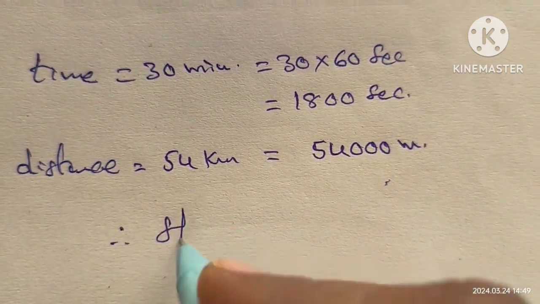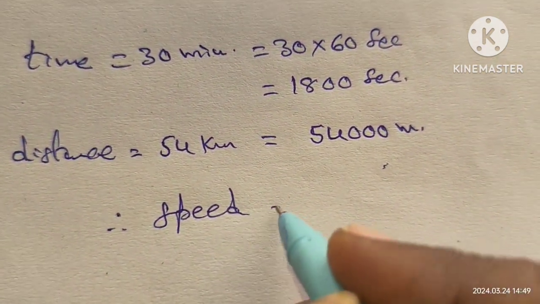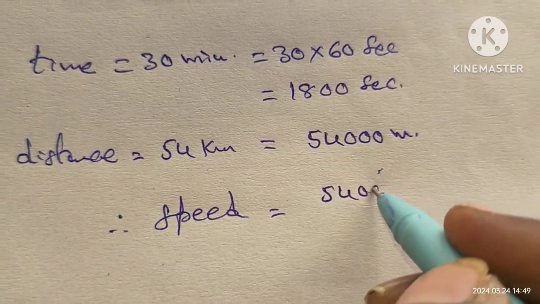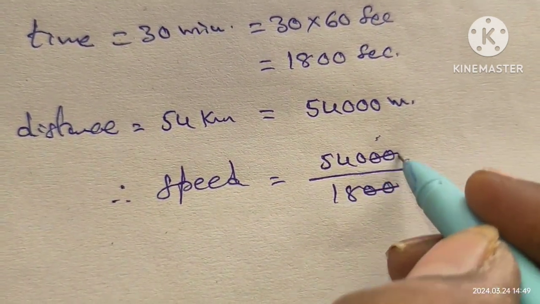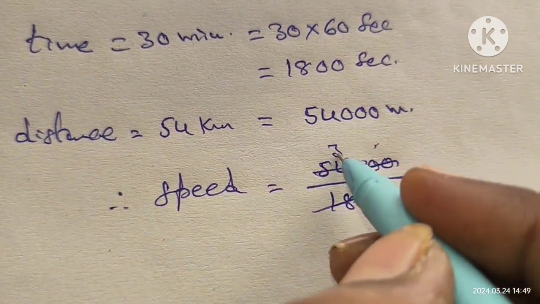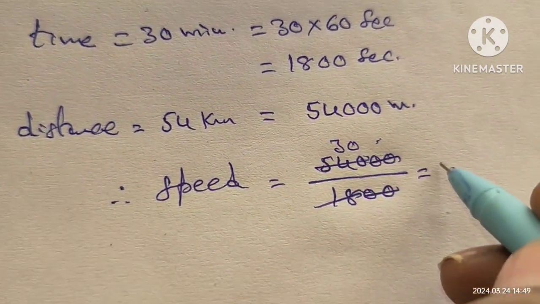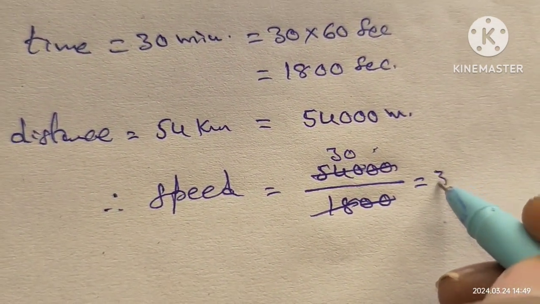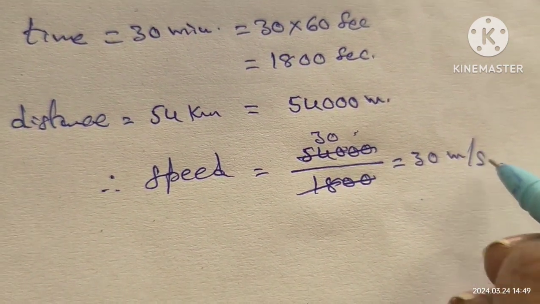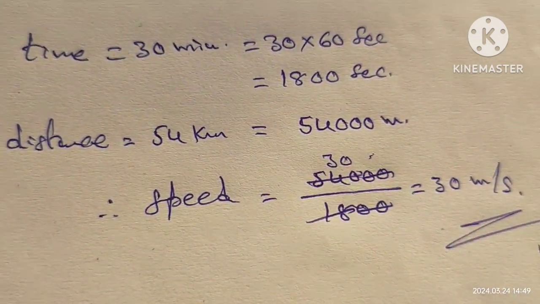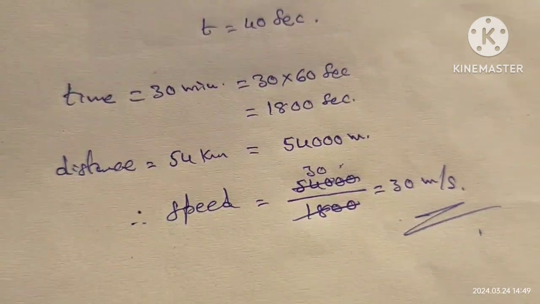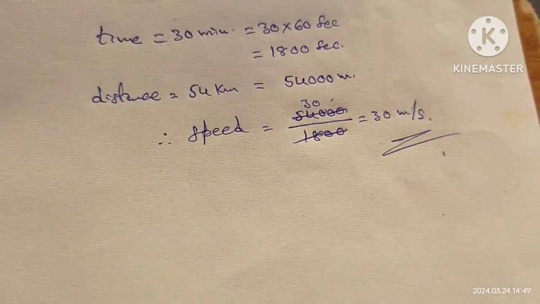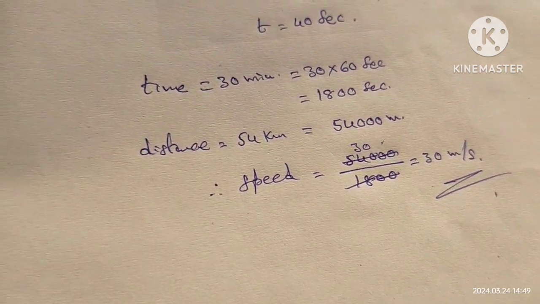Therefore, speed is equal to distance by time, 54,000 by 1800. Two zeros cancel. 18 threes are 54, so the speed is 30 meters per second. That's all. Those are the sums about distance and time.